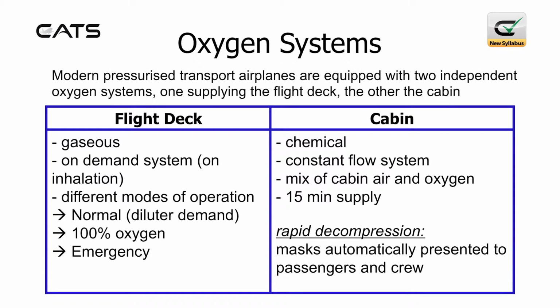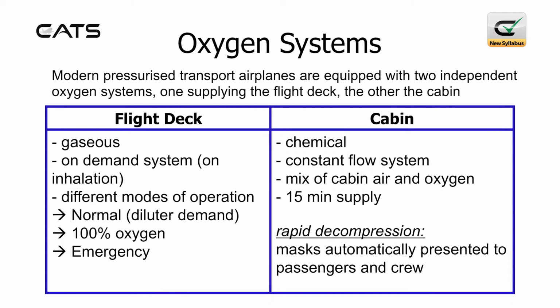Modern pressurized transport aeroplanes are equipped with two independent oxygen systems, one supplying the flight deck, the other the cabin. The flight deck has gaseous, an on-demand system on inhalation, with different modes of operation: normal, which is diluted demand, 100% oxygen, and emergency at a higher flow rate. In the cabin, there is chemical oxygen systems, which are constant flow. They mix cabin air and oxygen and only have a 15-minute supply.